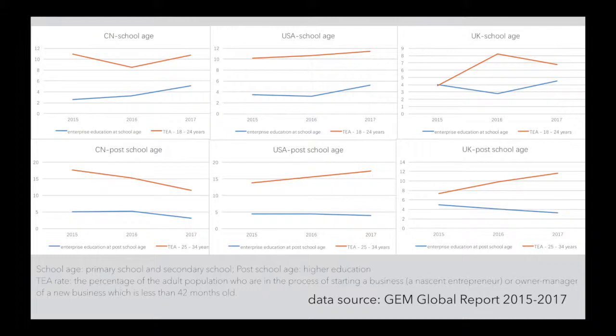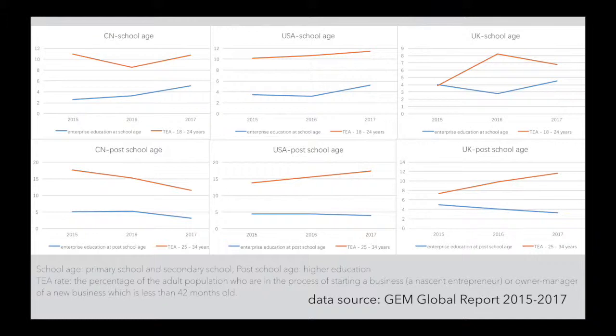Here, the TEA rate means the percentage of the adult population who are in the process of starting a business or owner-managing a new business which is less than 42 months old. And the school age is all about the primary school and the secondary school. The post-school age is about higher education. From the table, we can see that the education of school age and post-school age in China shows basically the same trend as the TEA rate in the corresponding age group.